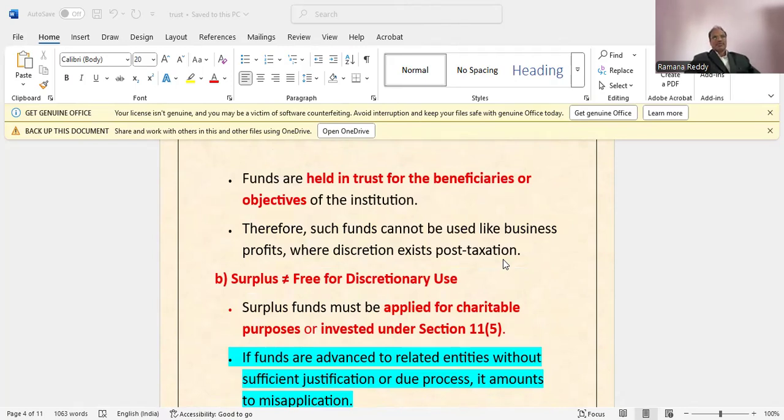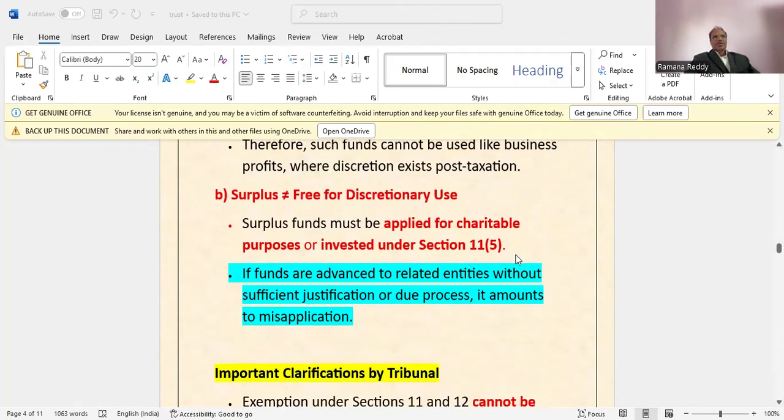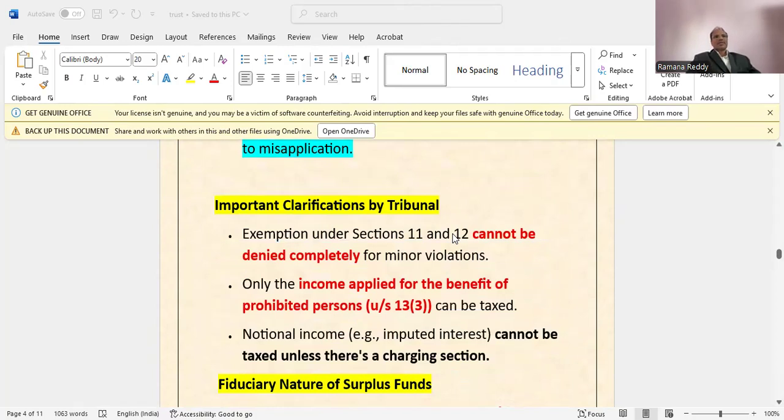Surplus funds must be applied for charitable purposes or invested under Section 11(5). If funds are advanced to related entities without sufficient justification or due process, it amounts to misapplication. The important clarification by the Tribunal: exemption under Sections 11 and 12 cannot be denied completely for minor violations. Only the income applied for the benefit of prohibited persons under Section 13(3) can be taxed. Notional income, for example imputed interest, cannot be taxed unless there is a charging section.